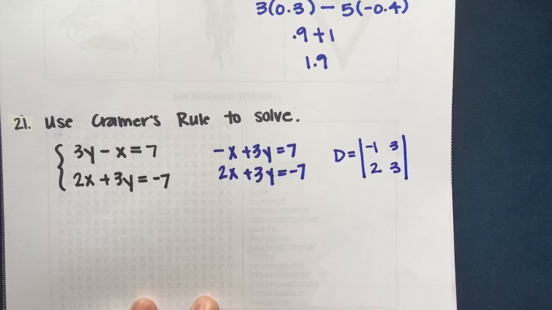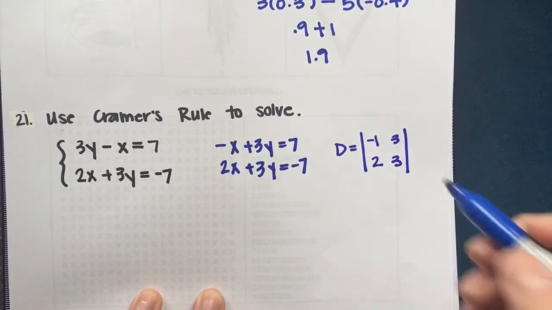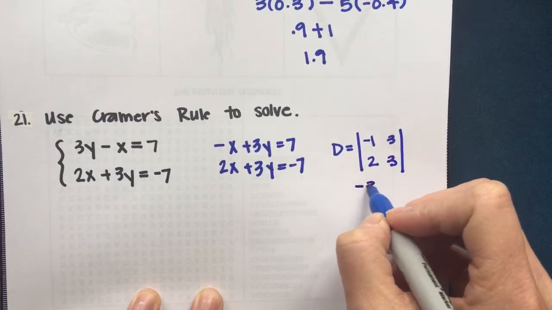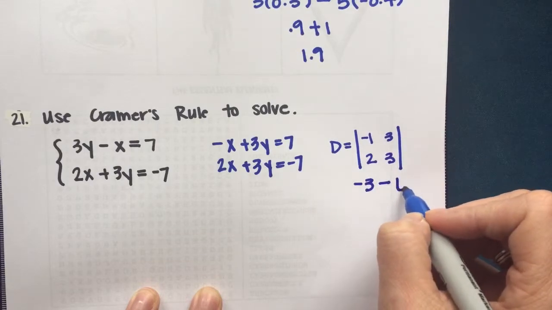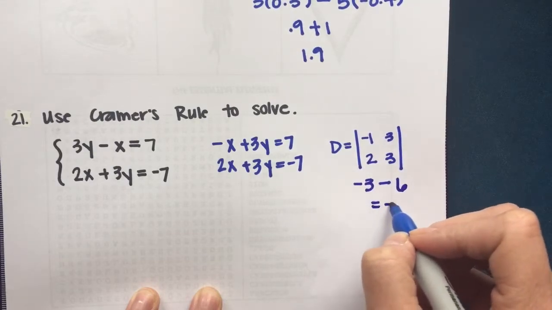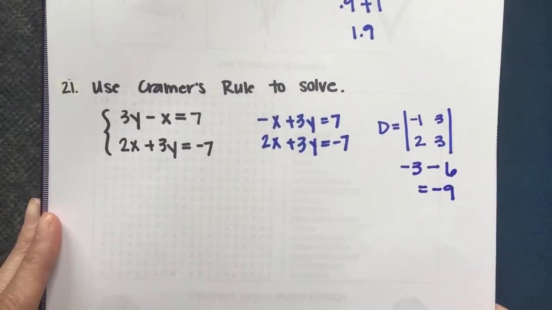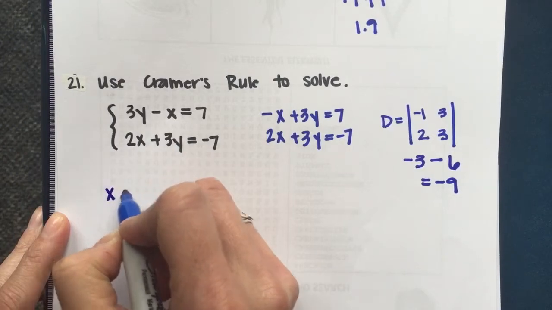So we have a 2x2 matrix now that I'm going to do like I did in the previous problem. Multiply the main diagonal, negative 1 times 3 is negative 3, minus multiply the second diagonal, 3 times 2 is 6, and that is negative 9. So the determinant for that is negative 9. Now we need to actually solve for x and y. So I'm going to set up for x.